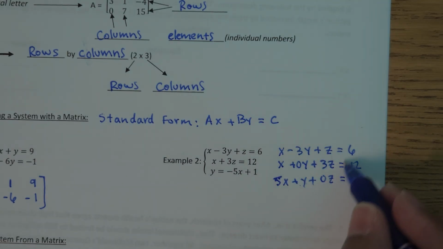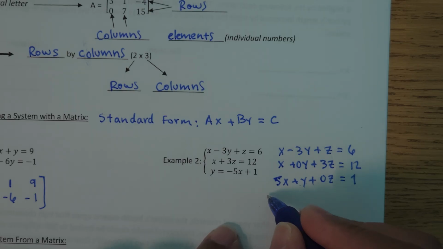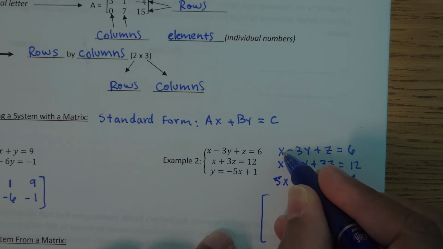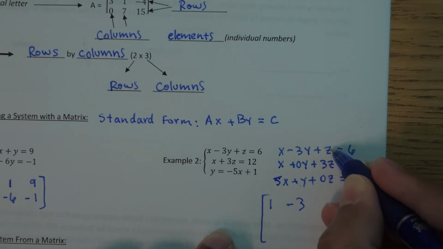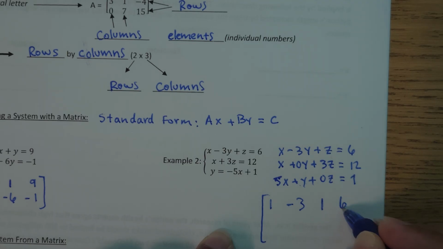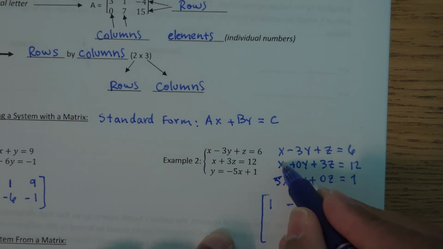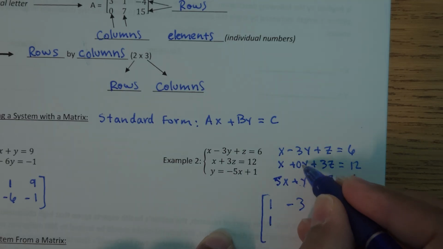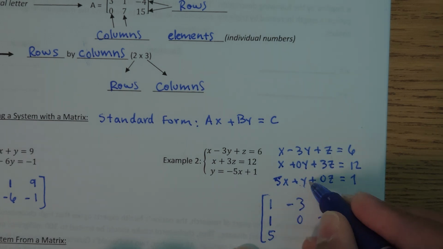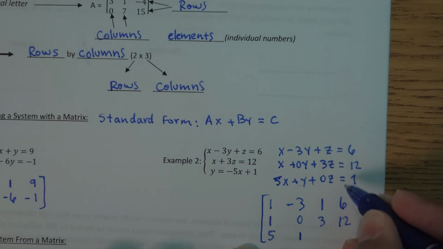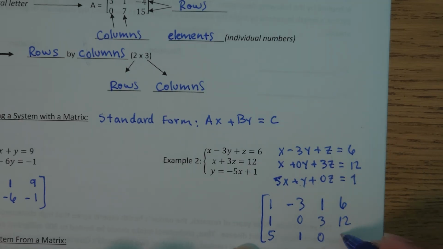Once we have the equations in standard form, the matrix for this one is: the coefficient of x in the first equation is 1, the coefficient of y is -3, the coefficient of z is 1, and the constant is 6. That's the first equation. The second one: the coefficient of x is 1, the coefficient of y is 0, the coefficient of z is 3, and the constant is 12. And the last one: the coefficient of x is 5, the coefficient of y is 1, the coefficient of z is 0, and the constant is 1. So this is the matrix that represents that system of 3 variable equations.